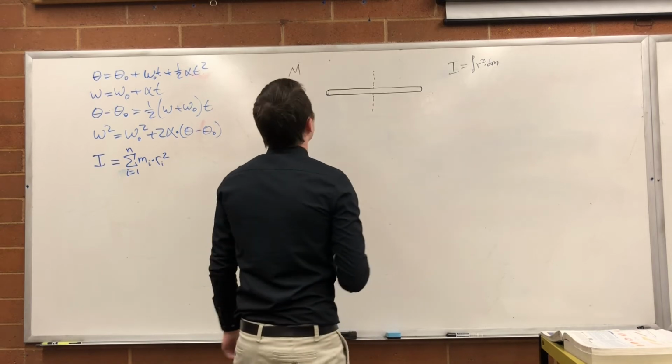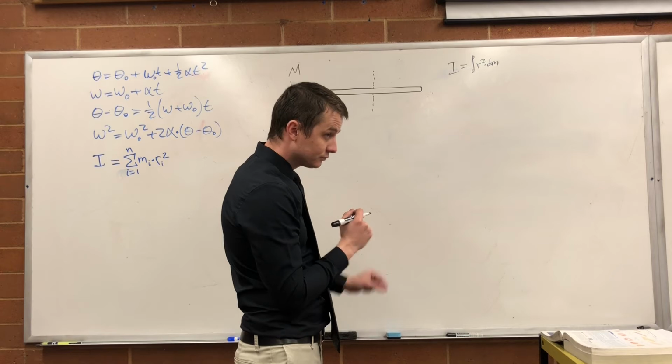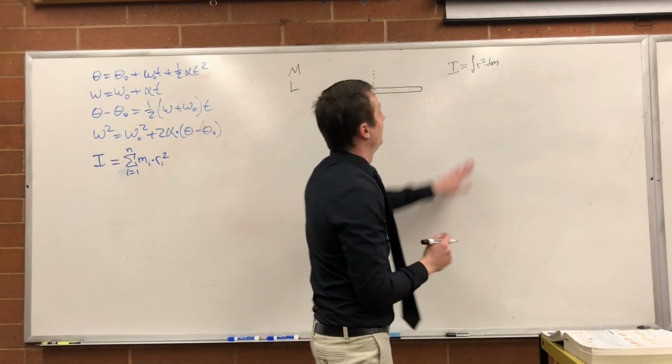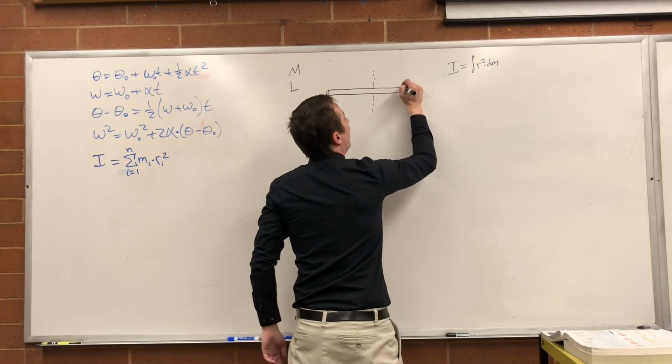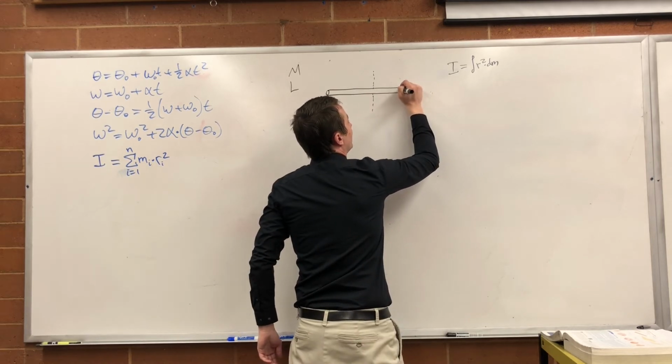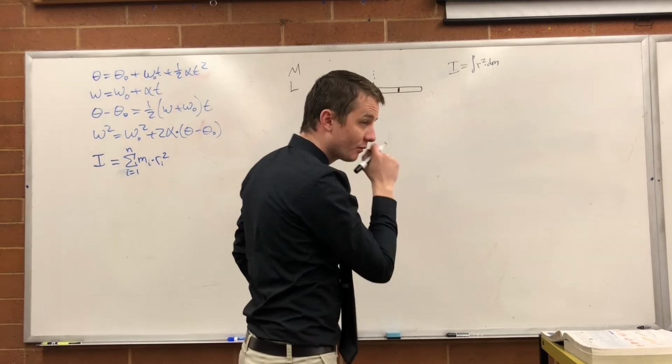So, let's think about our case. In our case, dm is going to be some little sliver of mass. I'm going to cut some teeny tiny disk out of there, some infinitesimally small disk out of that thing, right?